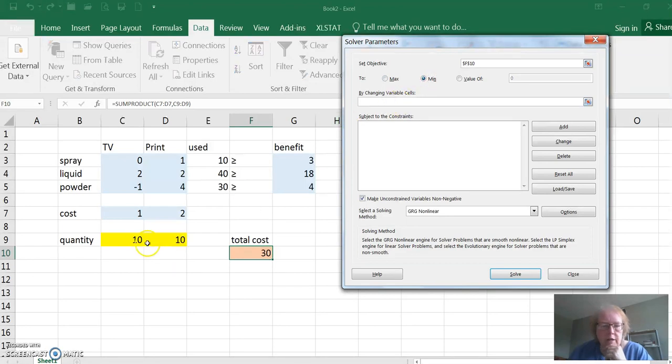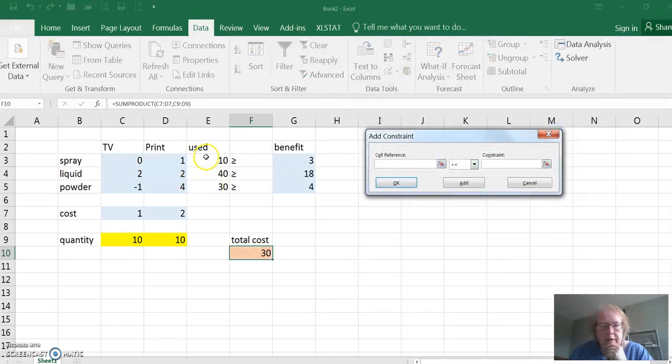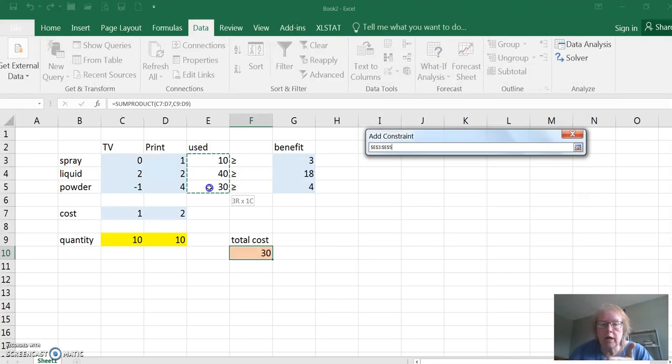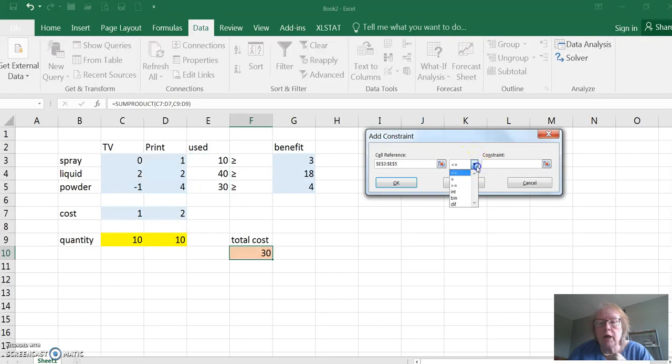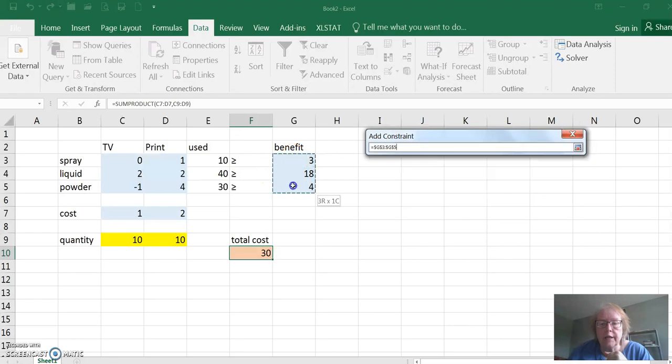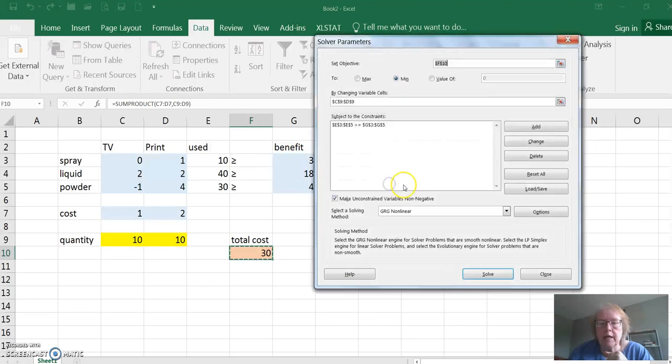Okay. My changing cells will be right here. Okay. My constraints, I'm going to add that these guys, and I'm going to put them all in there. When the signs are all the same direction, then you can put them all in as one constraint. And since I have all three of these have to be greater than, I'm going to put all three of those, and I'm going to choose greater than. Click the drop down, greater than or equal to, and all of these. Okay? So now I have them all listed as one thing.